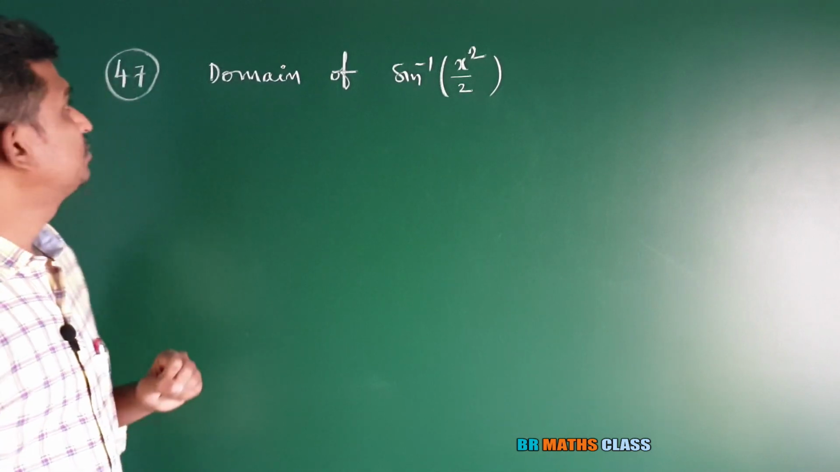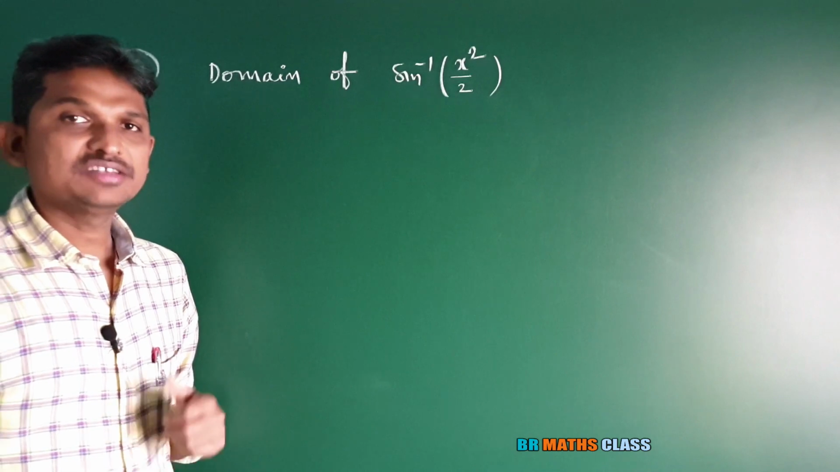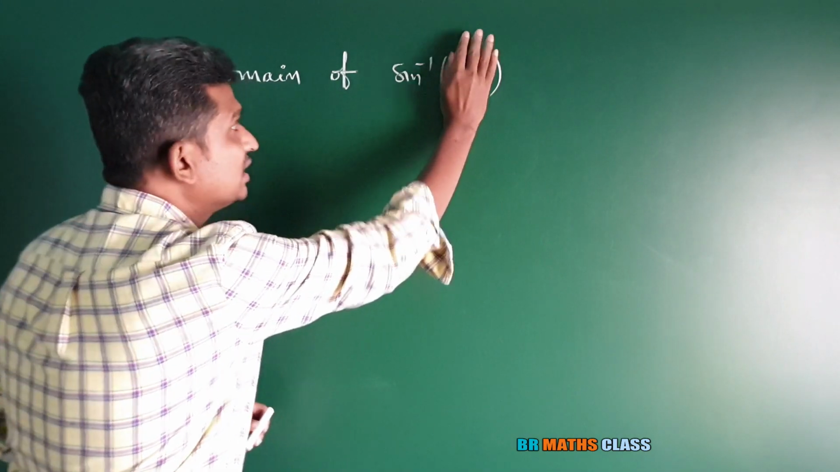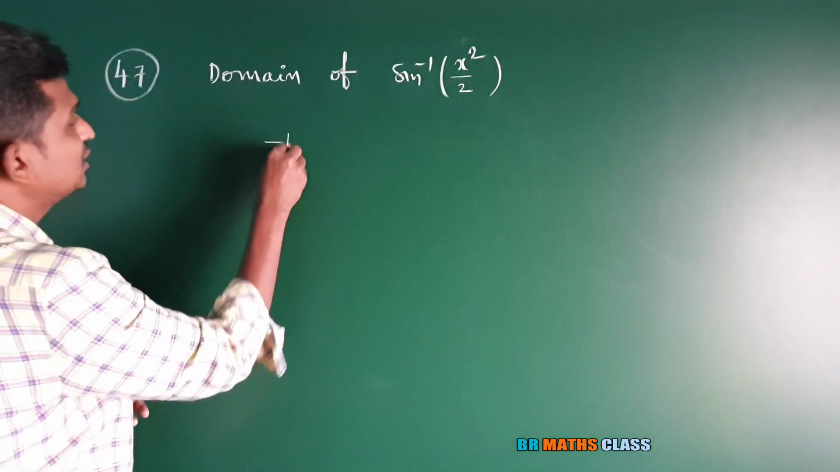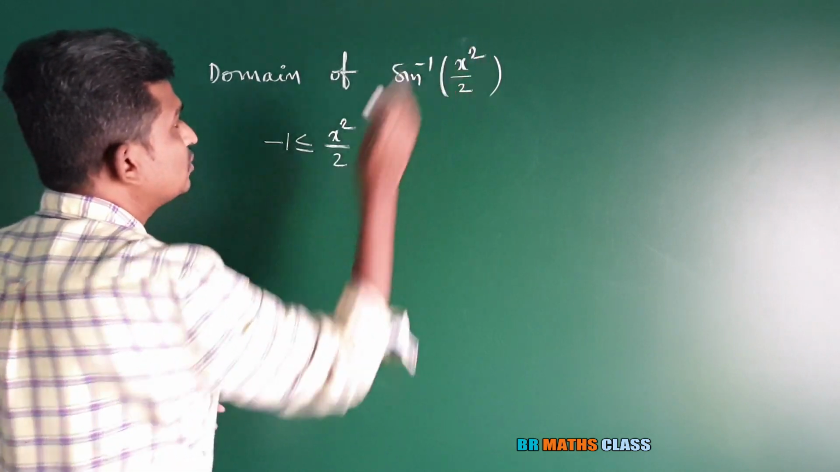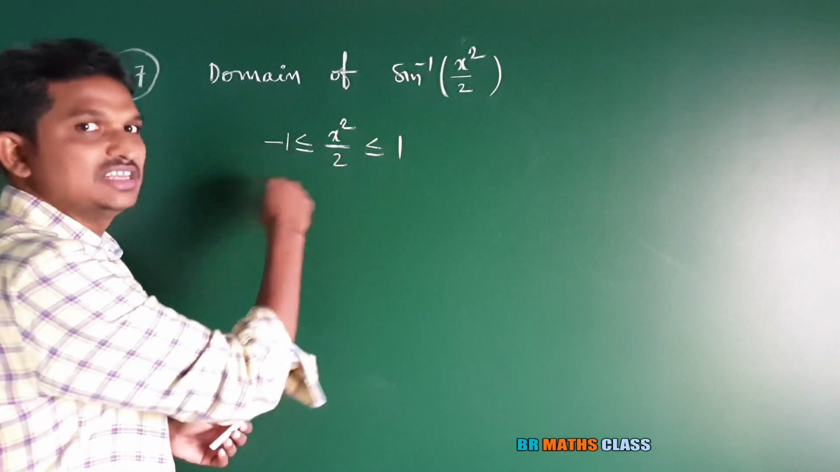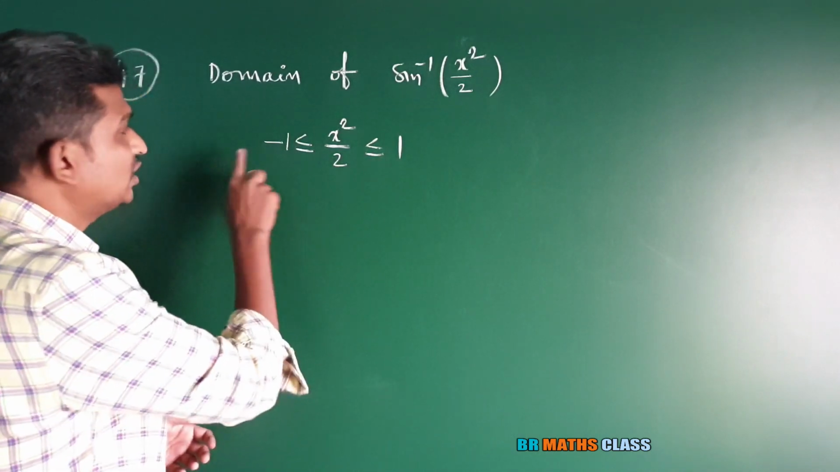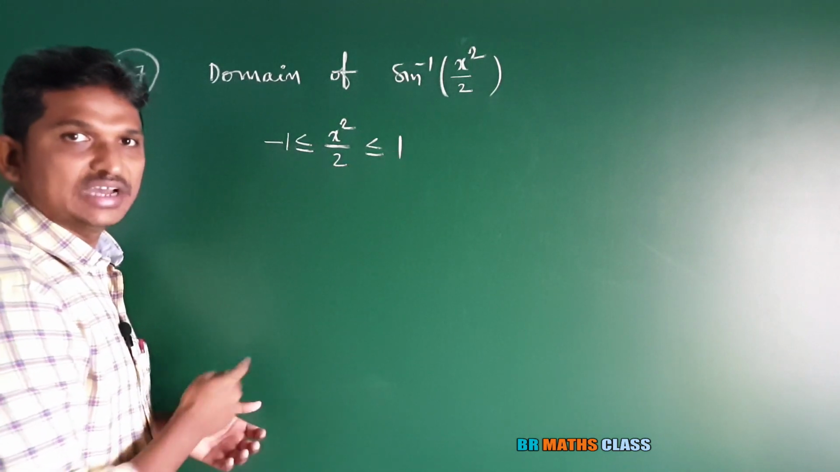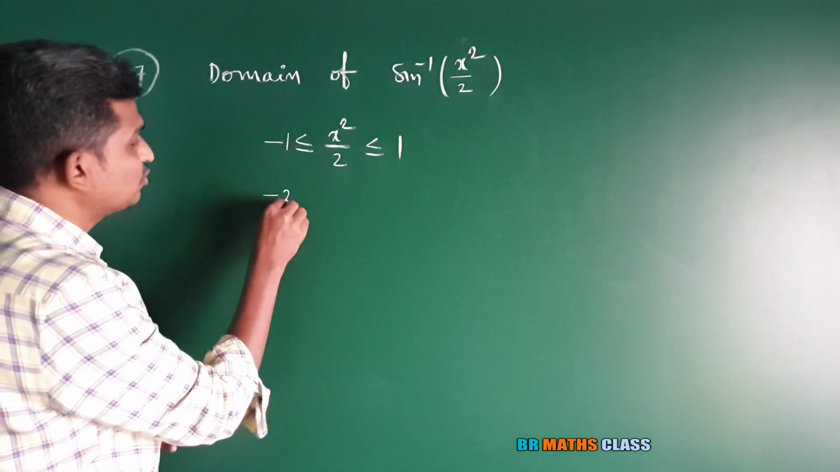You observe this question number 47, domain of sine inverse of x square by 2. We know that sine inverse x is defined when x value lies in closed interval minus 1 comma 1. So here this x square by 2 value must lie in between minus 1 and plus 1. Then only the sine inverse of x square by 2 is defined. Now I need to find the x values for which this inequality holds good. To get x values, I'll multiply this complete inequality with 2. As 2 is a positive real number, the inequality remains the same.